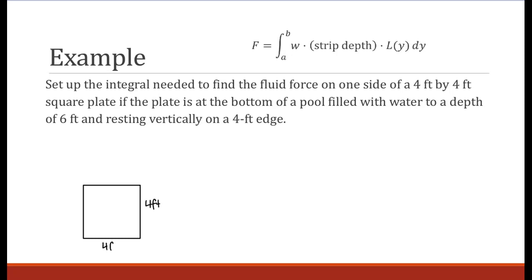And we're saying that this square is submerged vertically in a pool, and the depth of the pool is 6 feet, and the bottom of the plate is resting on the bottom of the pool. So that means that the surface of the water is 6 feet above the bottom of the plate. So here is my pool.